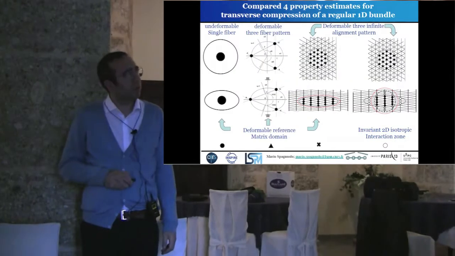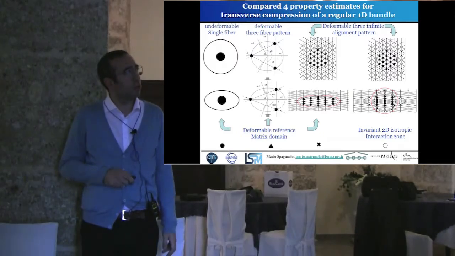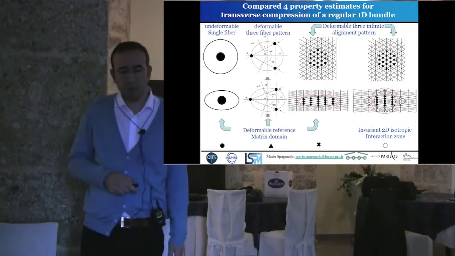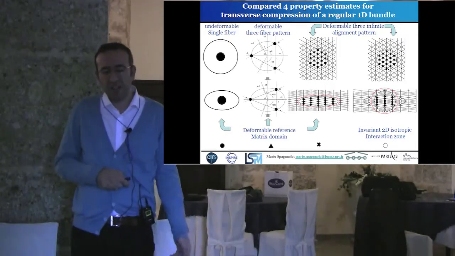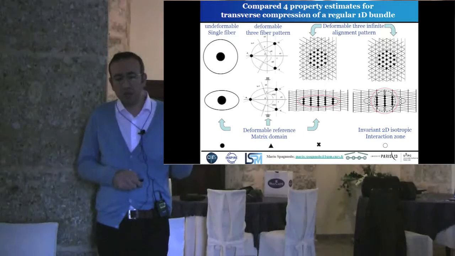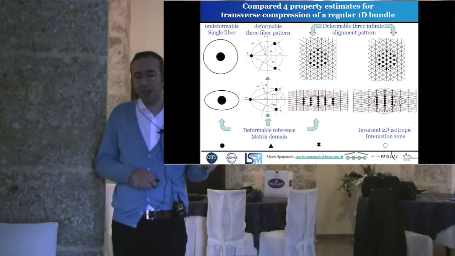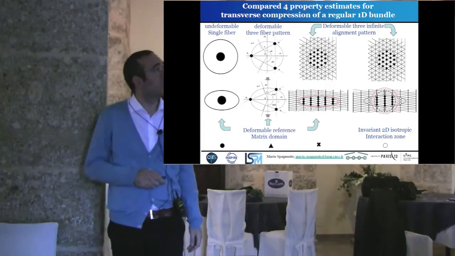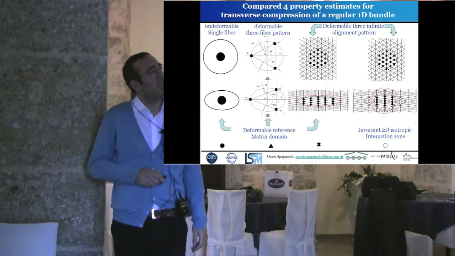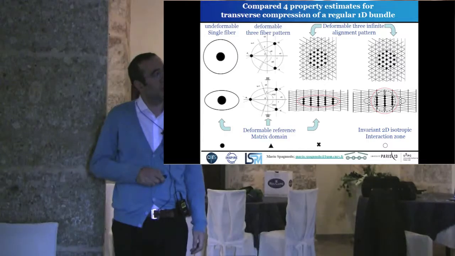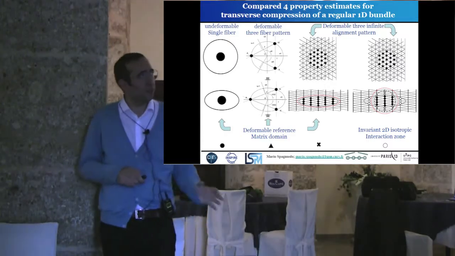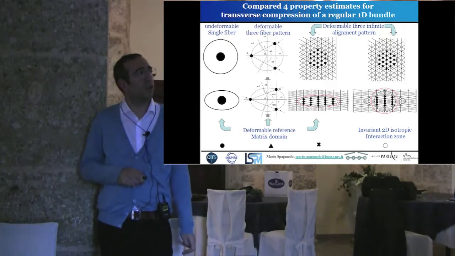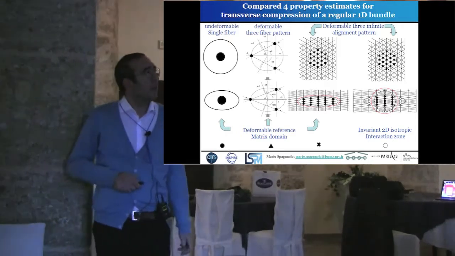We use 4 different models. The first one is well known in literature, and it's the case of a single dilute fiber in the matrix. So we are neglecting completely the interactions. Then we have a very simple pattern, so 3 fibers. And after, we have the complete pattern, where the fibers are arranged along a hexagonal pattern.